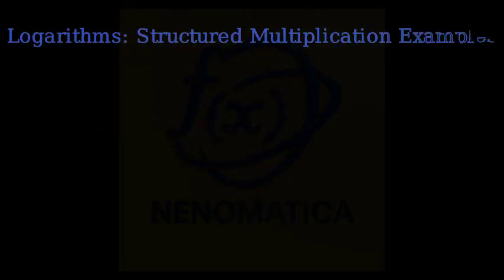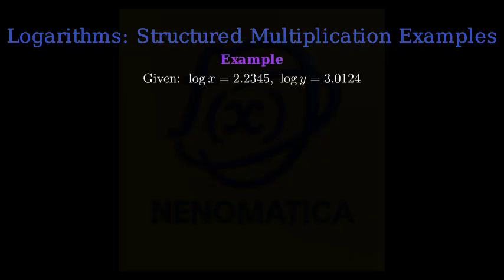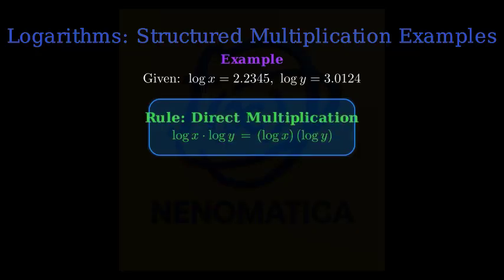Welcome! In this walkthrough, we will follow a structured algorithm to multiply or transform logarithms, exactly as shown in the provided guide. First, we show the problem context as an example. Case 1, both logarithms positive. We are given log x equals 2.2345 and log y equals 3.0124. Since both are positive, we directly multiply, like ordinary decimals. The product is 6.7312.